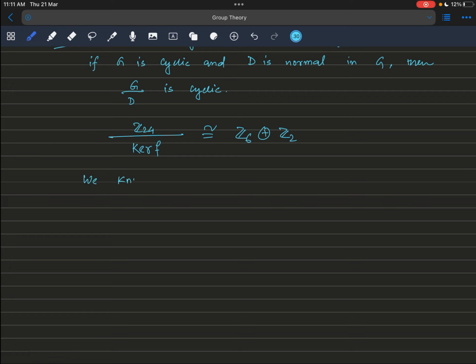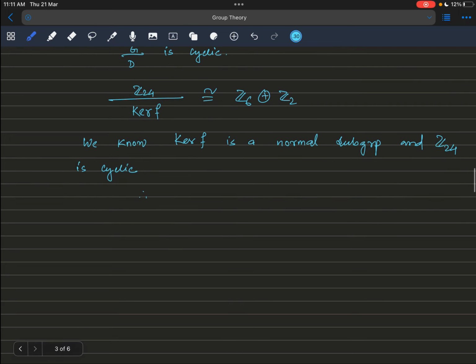We know kernel phi is a normal subgroup, and Z24, sorry, not Z4, Z24 is cyclic.